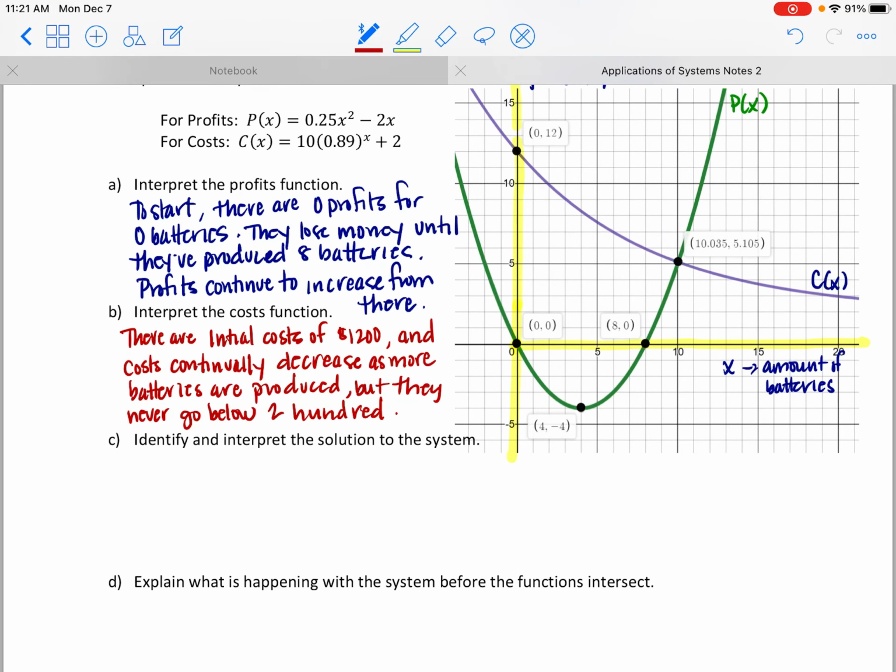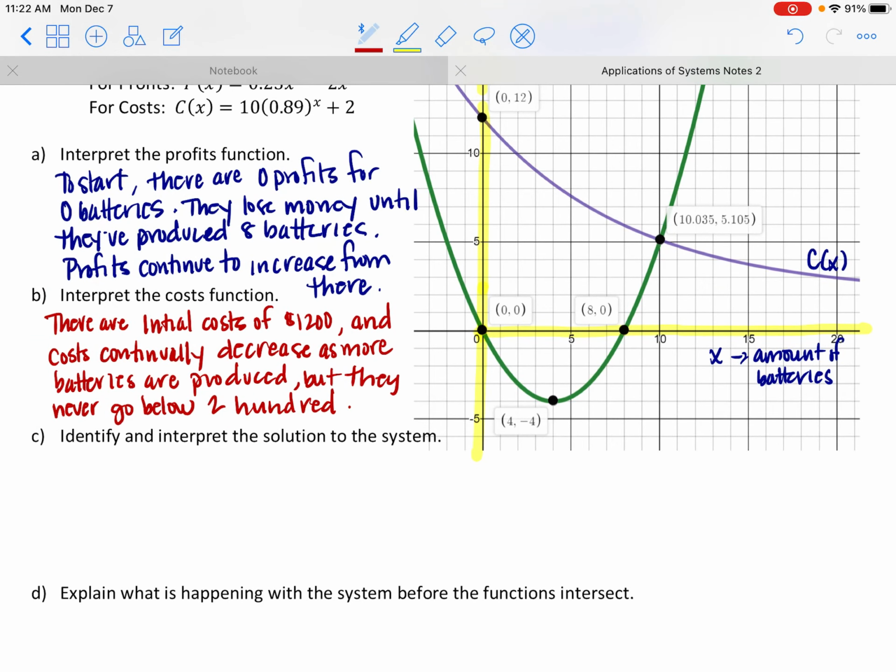Okay, so we know what's going on with the profits. We know what's going on with the cost. Now let's look at the two equations together. Let's identify and interpret the solution to this system. What is happening at this particular point where they cross?